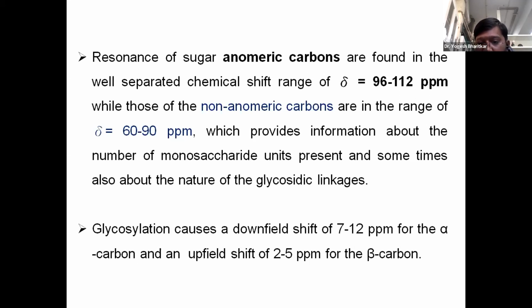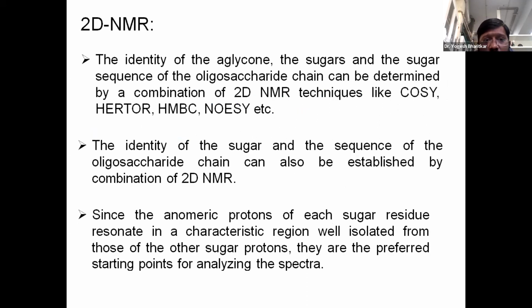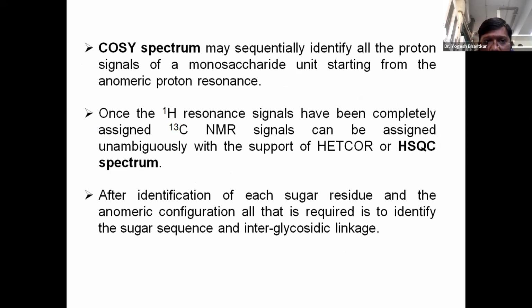Glycosylation causes a downfield shift of 7 to 12 ppm for the alpha carbon, and an upfield shift of 2 to 5 ppm for the beta carbon. In case of 2D NMR, I will explain directly on the spectra. Some spectra I also have here.